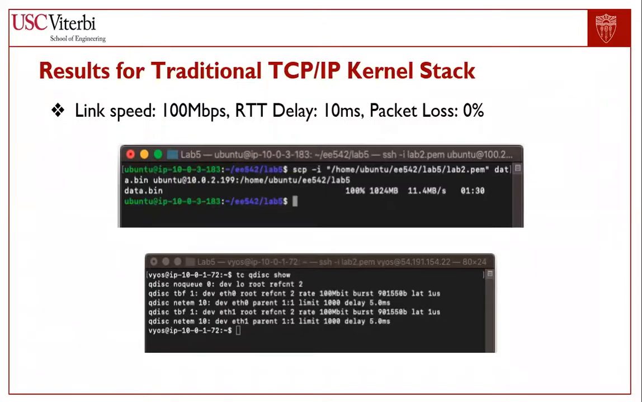So here are the results of the traditional TCP/IP kernel stack. The link is 100 Mbps and the total delay of the network is 10 milliseconds, and we haven't employed any packet loss yet. As you can see in the picture, we are getting 11.4 megabytes per second throughput.